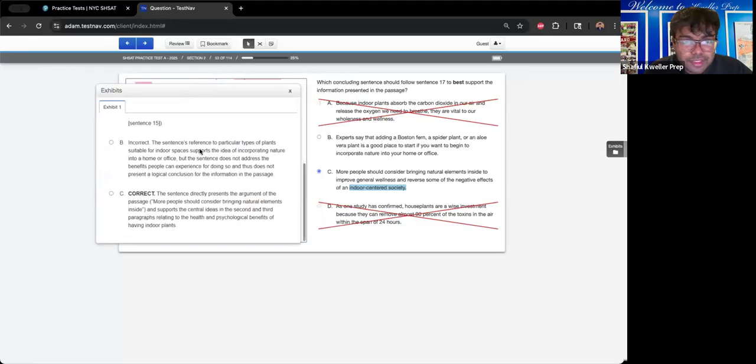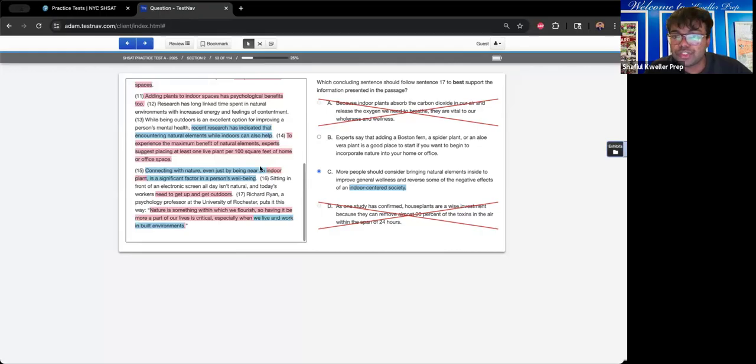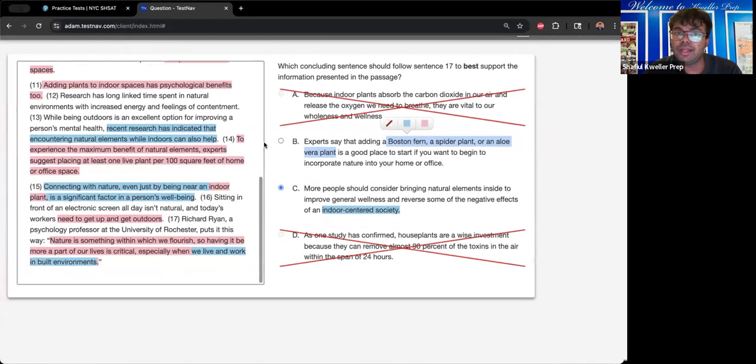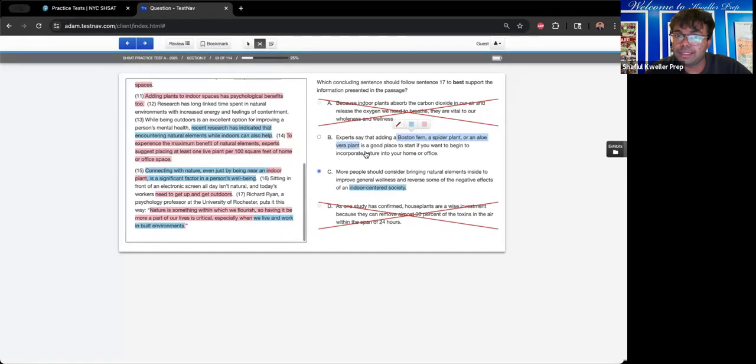Why is it not B? The sentence reference to particular types of plants supports the idea, but the sentence does not address the benefits people can experience for doing so. So a logical conclusion from information in the passage would show that incorporating nature into your life brings benefits. Since B doesn't do that, I said B is too specific. It talks about these specific plants, but it doesn't really tell you a general idea of how including these plants will help you. So that's why it's not B.